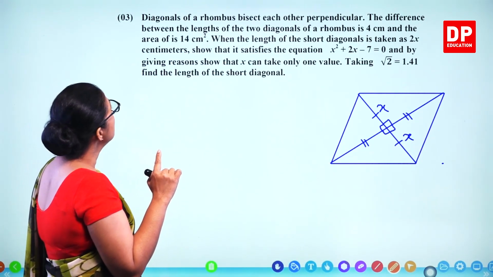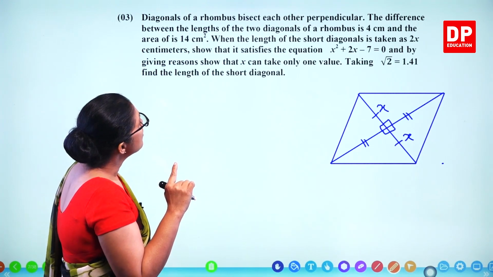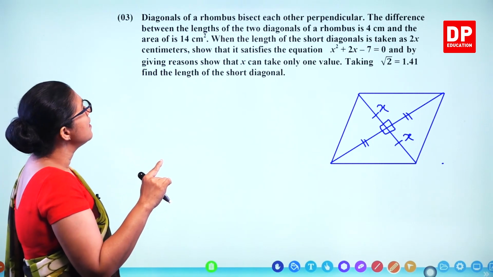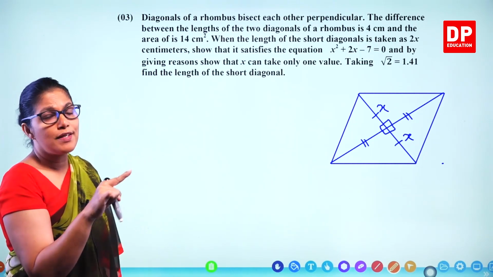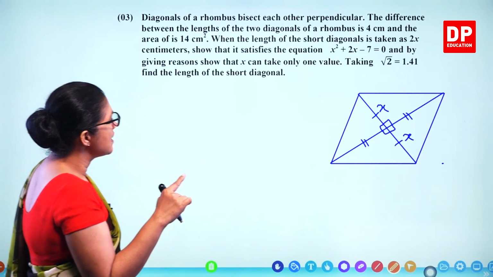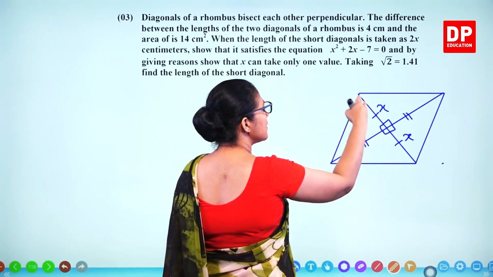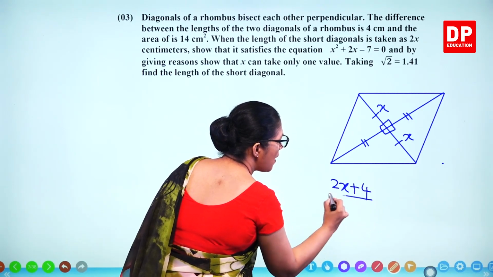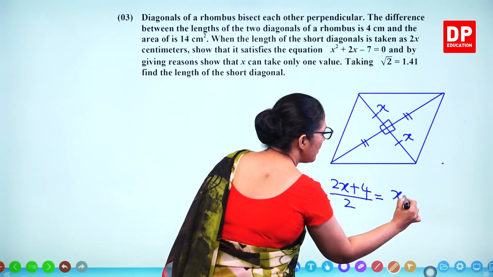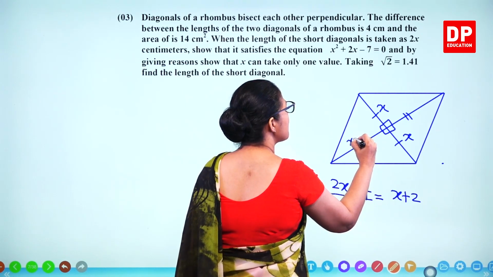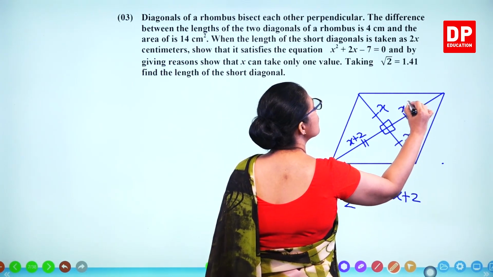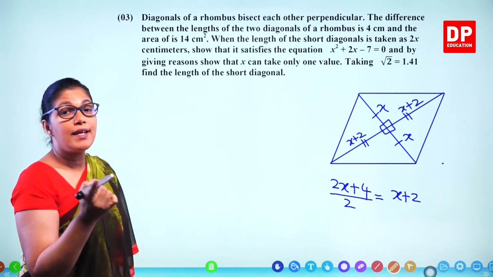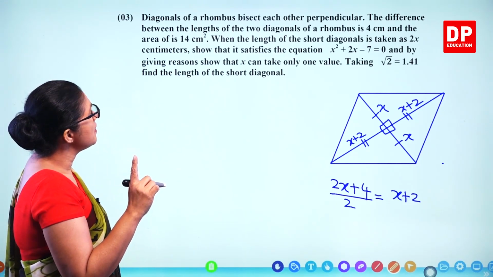And the other one says the two diagonals of a rhombus differ by 4 centimeters. So this is 2x, so this should be 2x plus 4. Divide by 2, x plus 2 each. So this is x plus 2, this is x plus 2. Now the area is 14 centimeters square.